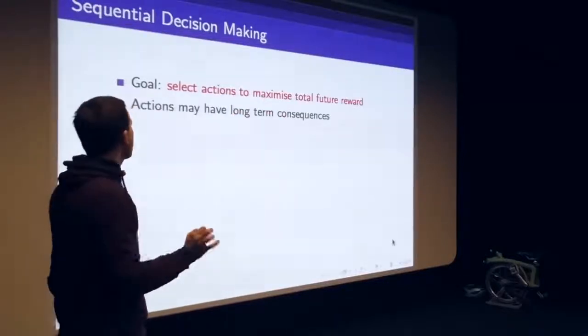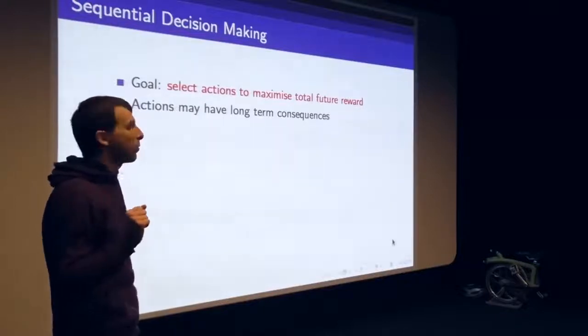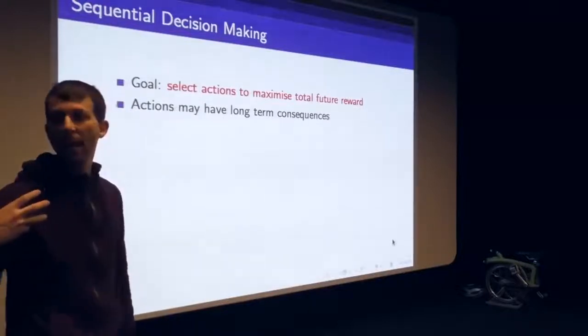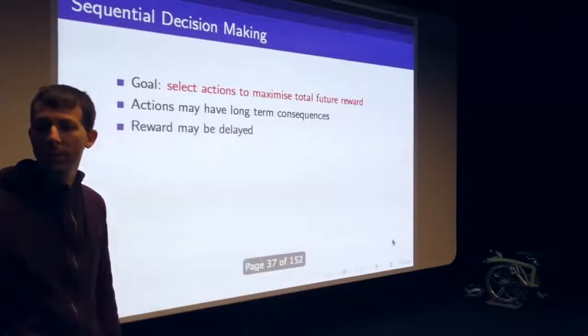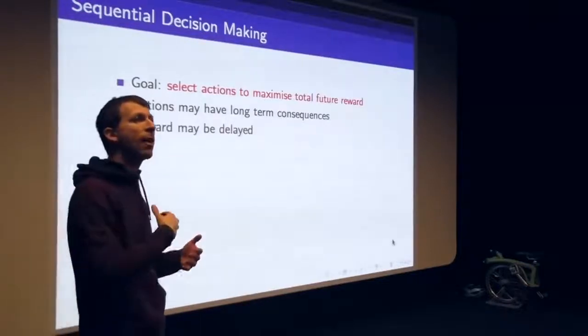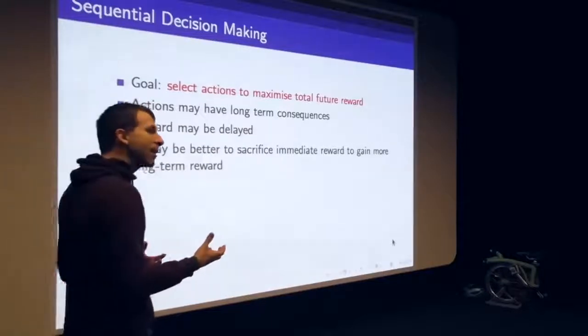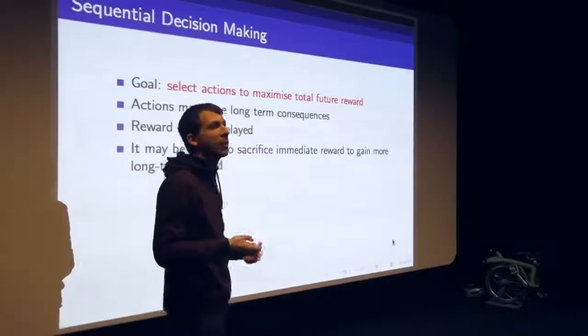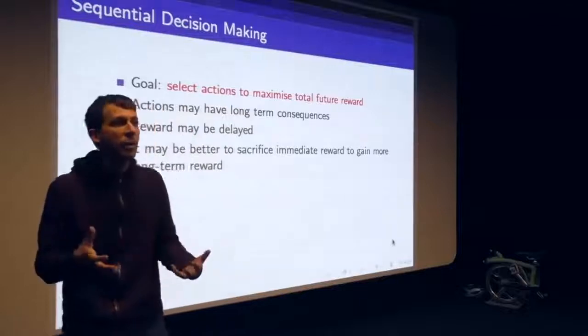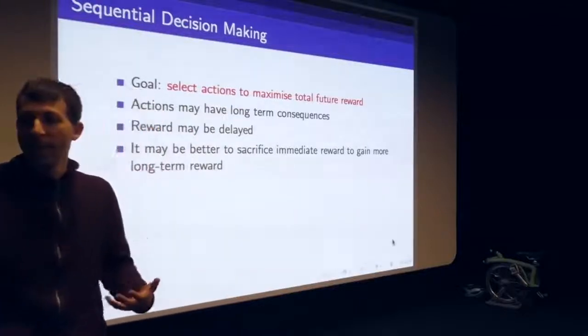And in particular, we need to note that what that means is that we have to plan ahead, we have to think ahead, because actions may have long-term consequences, and the reward that we get might not come now, it might come at some future step, and sometimes that might even mean that you have to give up some good reward now so as to get more reward later. So you can't be greedy when you do reinforcement learning, you have to think ahead.